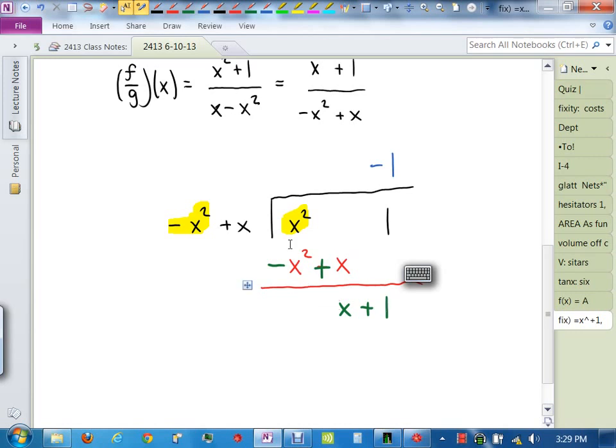As soon as the power on the outside is higher than the power on this x down on the bottom there, as soon as that power out here is bigger than that, you're done. So this is our remainder, isn't it? That's what's left over. So the way you write that is like this, up on the top, plus your remainder over your divisor. That's it.